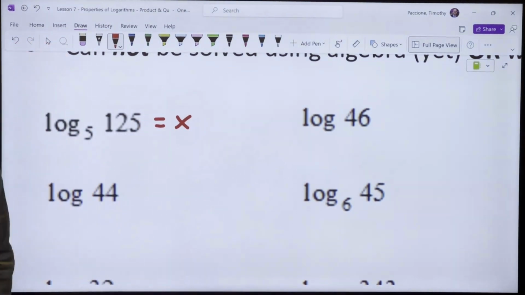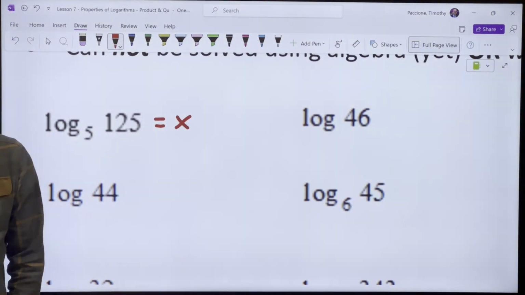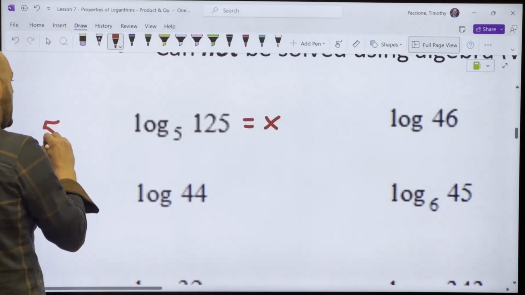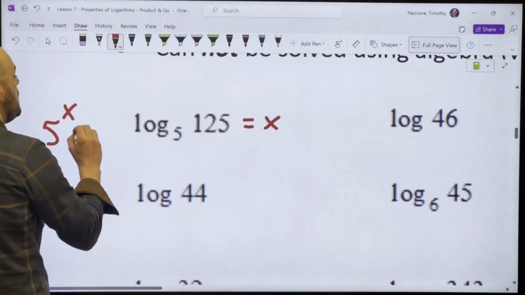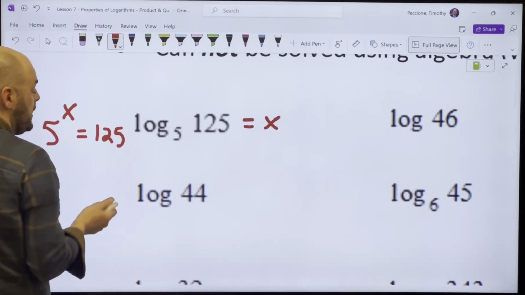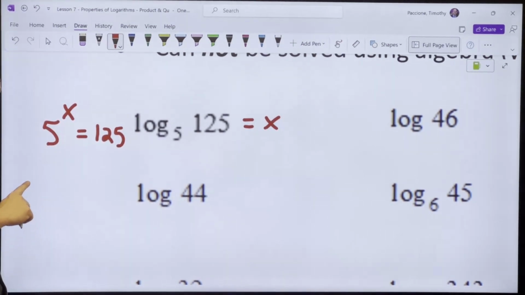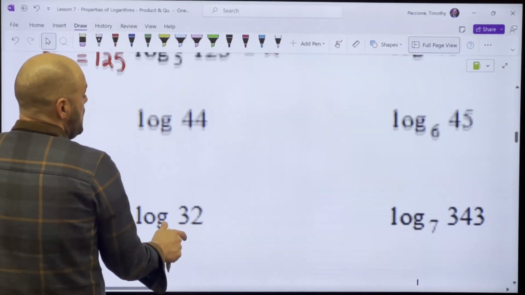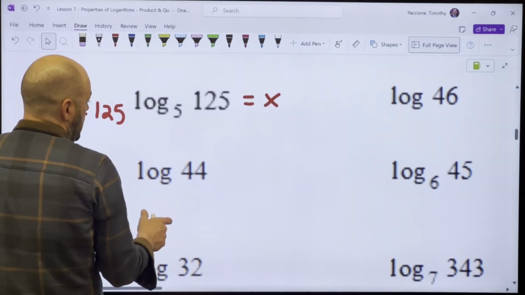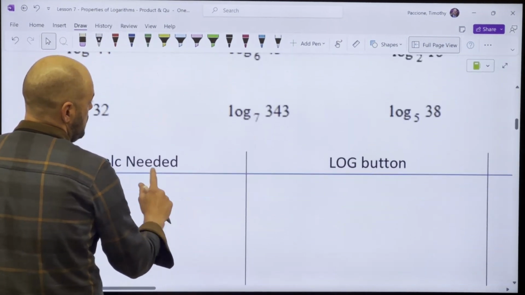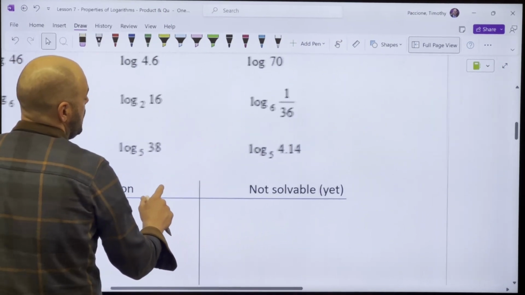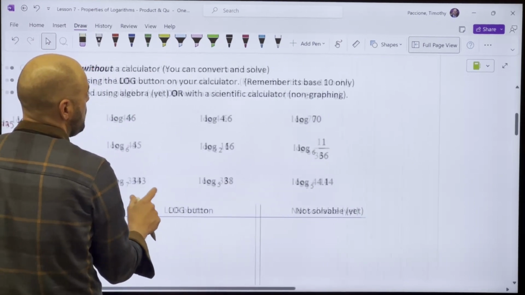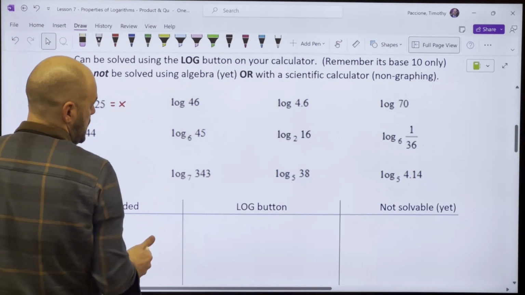So you can add an equals x if that helps you, and now you can reset this as an exponential equation. You can say, okay, well, my base is 5, my exponent is x, and my answer is 125. And then you ask yourself, can I do that? And if you can, then it goes down into this category. Now, if you get one that you know you could just plug right into your calculator, it goes into that category. And if you get one where you rewrote it, you still can't do it, it goes there. So those are your three situations.